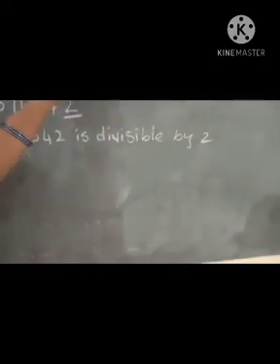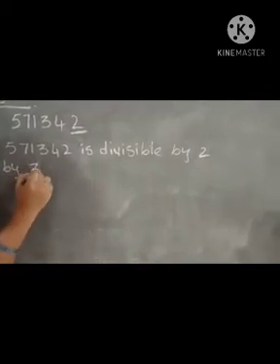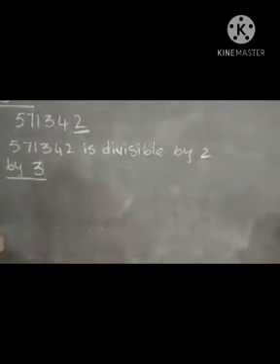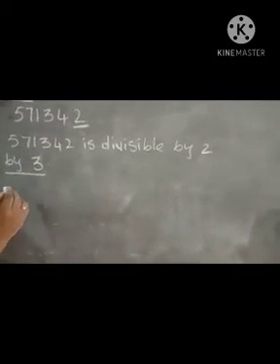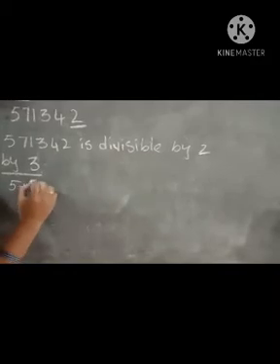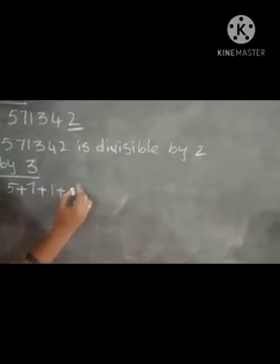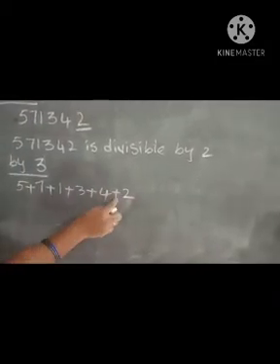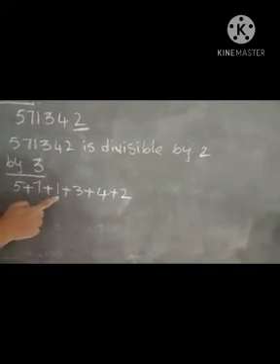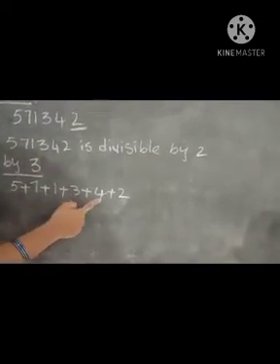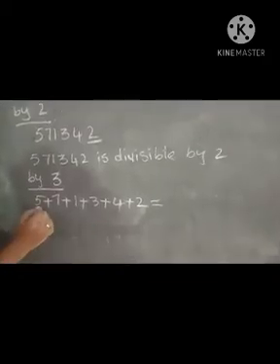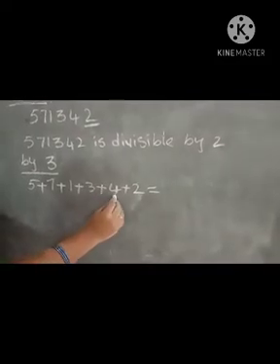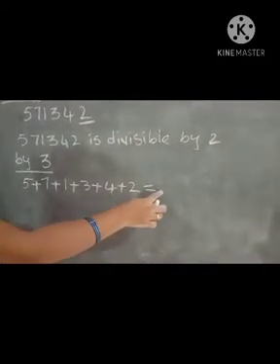And next, again, what do we have to check? Whether the number is divisible by 3 or not. By 3 means what is the rule? Sum of the digits. So here, see the number: 5 plus 7 plus 1 plus 3 plus 4 plus 2. Total, what is the number we get? Tell me, children.